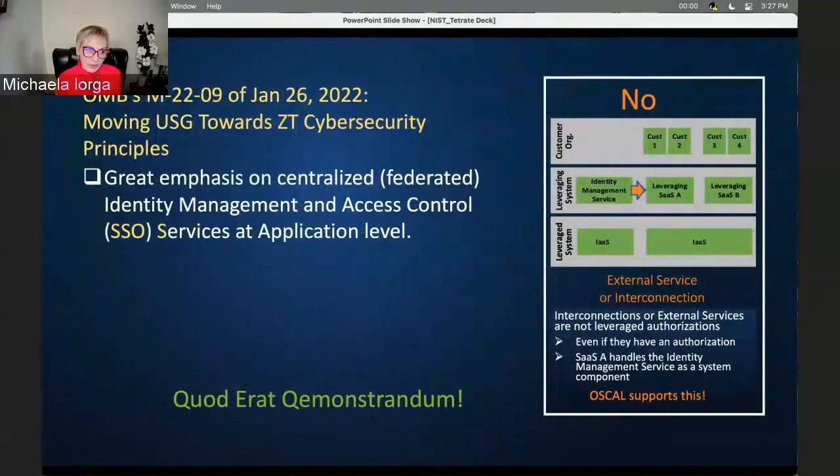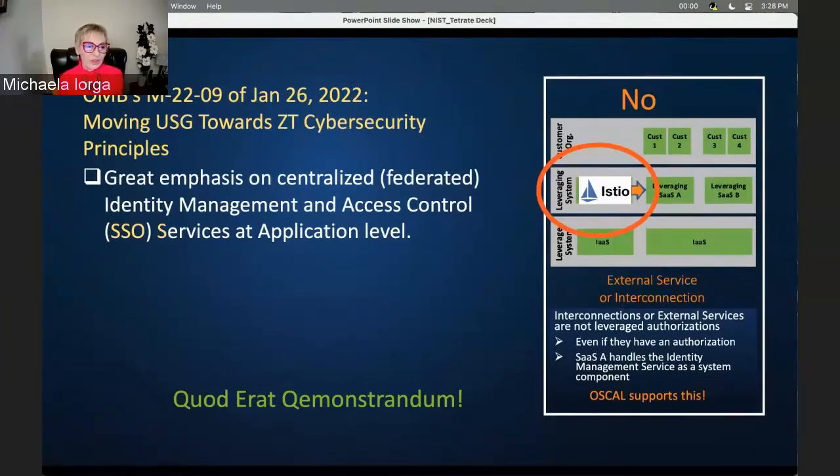Just yesterday, the OMB released Memorandum 22-09, titled Moving the U.S. Government Towards Zero Trust Cybersecurity Principles. So you probably recall from the previous diagram that I was saying that this is not a leveraged system. I didn't go into details over that, but OSCAL supports scenarios in which your identity is external to your system. So you can document that, you can authorize that system, and you can think anything you want, that service mesh if you want for that matter.